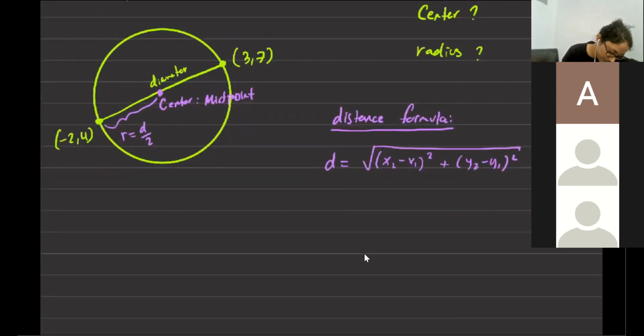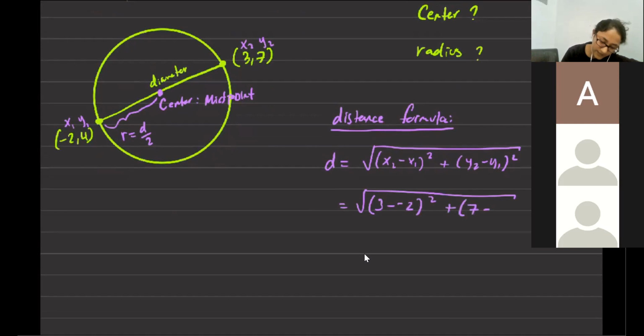Now let's label these points. Let's call this one x1, y1, and this one x2, y2. Okay, I plug them in. So I have a square root of x2, that will be 3, minus x1, that is -2, squared, plus y2, that's 7, minus y1, which is 4, squared. If I compute this, I have a square root of 3 minus -2, that's 5. You square, you get 25. Plus 7 minus 4, that is 3, you square, you get 9. So now this is simply square root of 25 plus 9, which is 34.